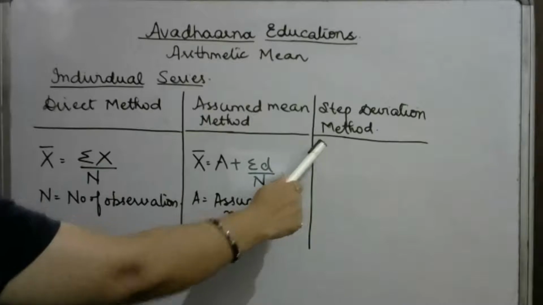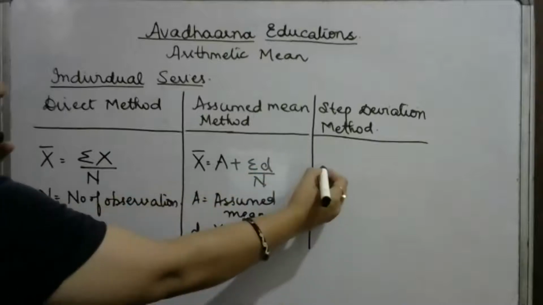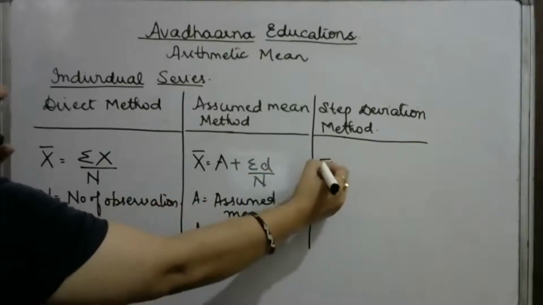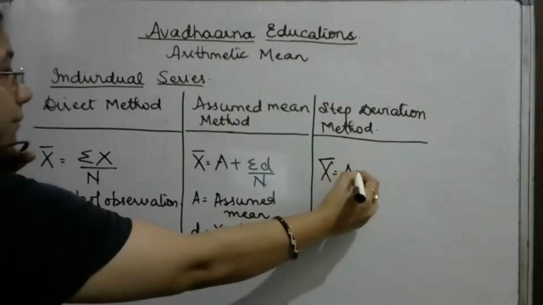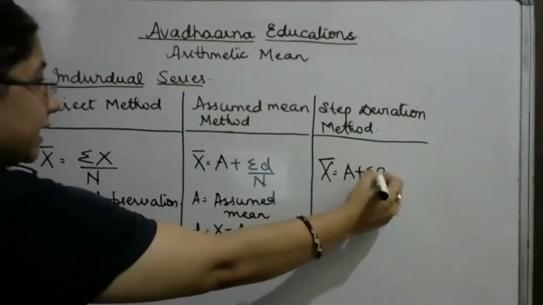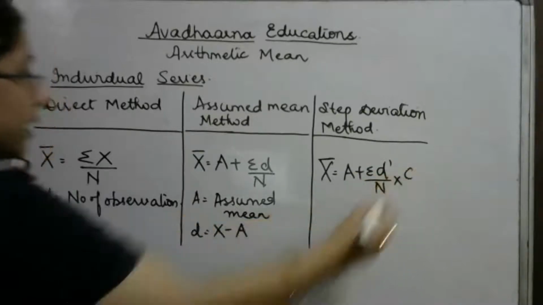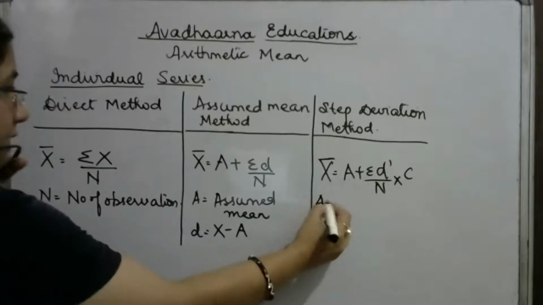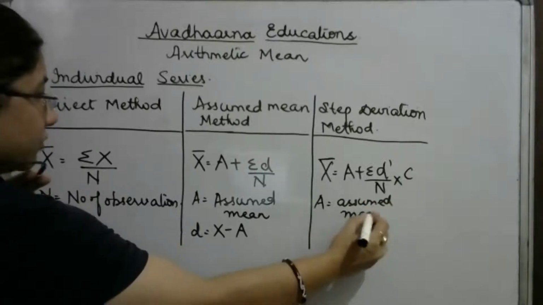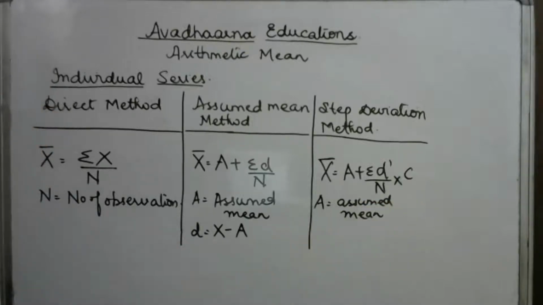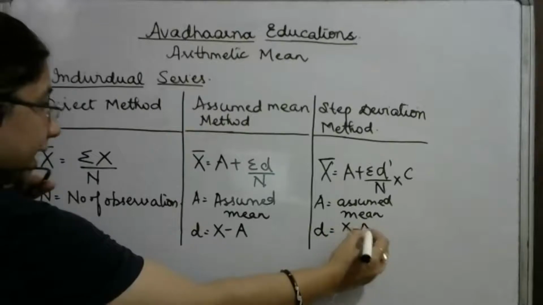Now step deviation method, again in order to simplify the calculation we use step deviation method. The formula for calculating arithmetic mean with the help of step deviation method is mean is equal to a plus summation d dash over n into c, where a is the same assumed mean. A is the assumed mean which we are going to take any value from the x variable, and d is equal to x minus a.